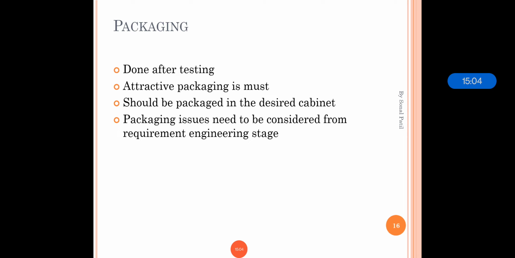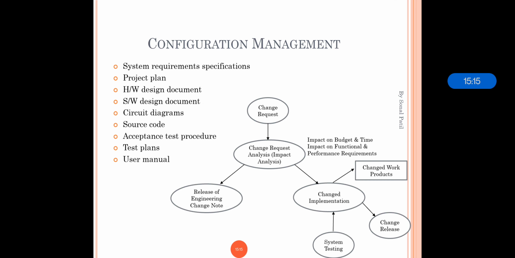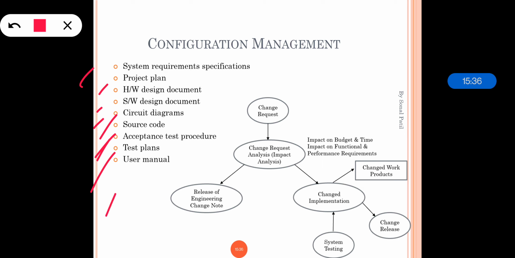After the complete system is tested and it is ensured that the hardware and software together are meeting all the requirements, it is packaged in the desired cabinet, which should be attractive. That comes under packaging. Then the configuration management. During the course of development of an embedded system, a number of documents are needed that are called work products. These work products are SRS, that is system requirement specification, project plan, hardware design document, software design document, circuit diagram, source code, acceptance test procedure, test plan, and user manuals.